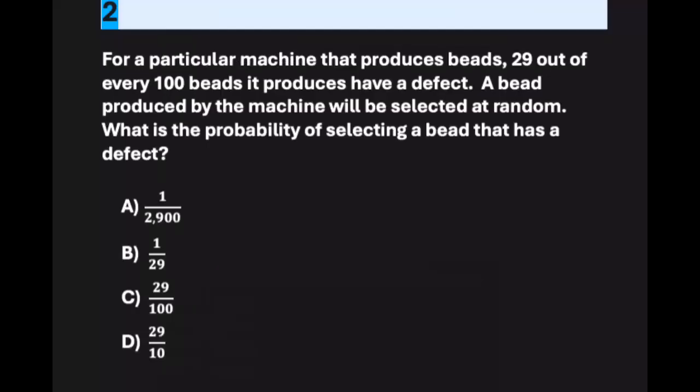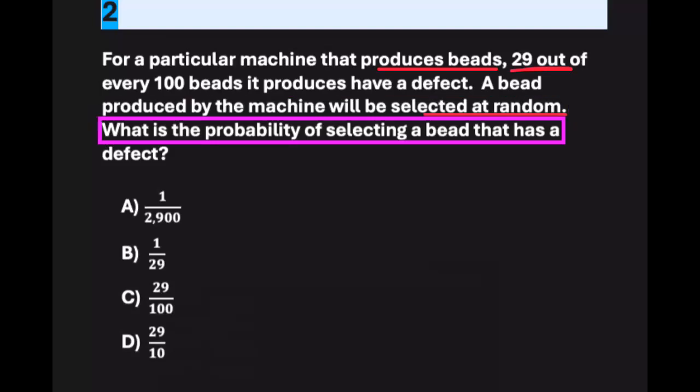Question number 2. We have a machine producing beads, and for every 100 beads that the machine produces, 29 are defective. And a bead produced by the machine will be selected at random. So what is the probability of selecting a bead that has a defect?